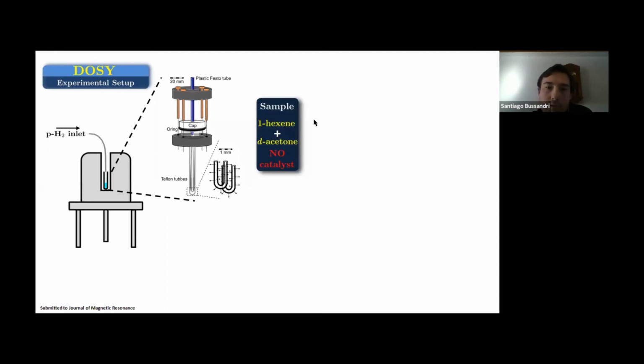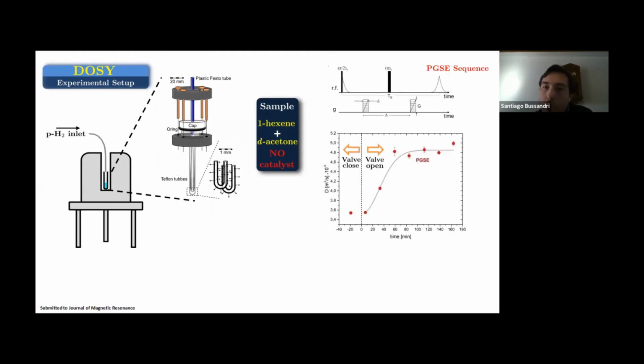So, first we used a sample that was a mixture of 1-hexene diluted in acetone in the same proportions that the reaction mixture would have. No catalyst is present in this sample, so we can avoid any hydrogenation. And as I already told you, we measured the diffusion coefficient before and after the valve is opened. You can see here a rise in the diffusion during the first hour and a half, and then it stabilizes. This behavior of the diffusion coefficient could not be caused by bubbles, because this coefficient should change by orders of magnitude if bubbles were present.